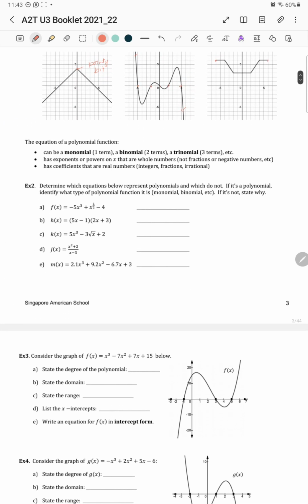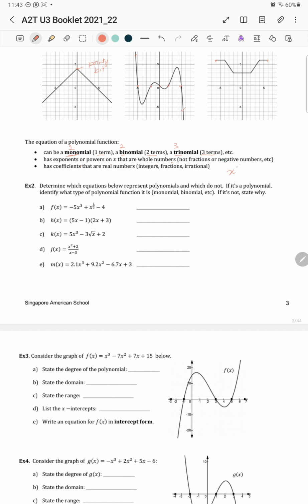Okay, the equation of a polynomial function can be a monomial. If it has one term, it is called a monomial. Mono means one. If it has two terms, bi means two, it's called a binomial. If it has three terms, tri means three, it is called a trinomial. It has exponents or powers of x that are whole numbers. Exponents or the powers on the x will always be whole numbers. It cannot be fractions or negative numbers.